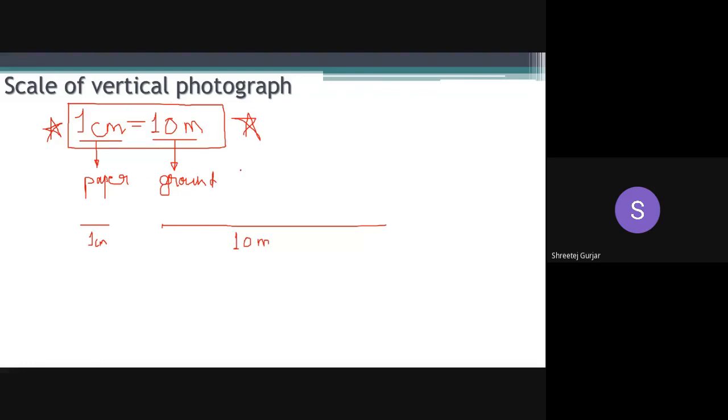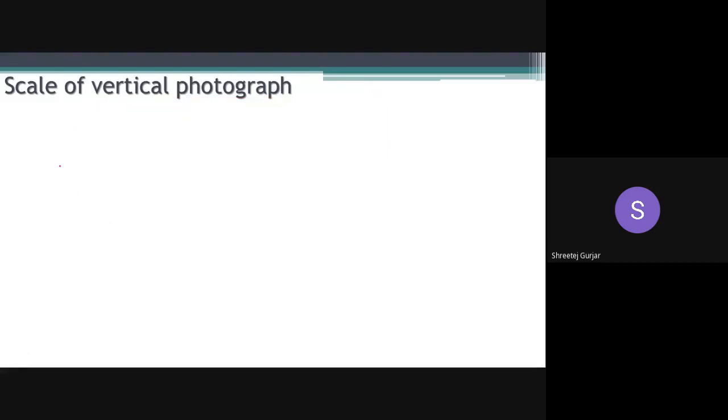Now we learn the scale of a photograph, especially a vertical photograph, meaning a photo taken in the truly vertical direction. We will learn how to derive the scale of this vertical photograph, how to use it, and what the equation is.